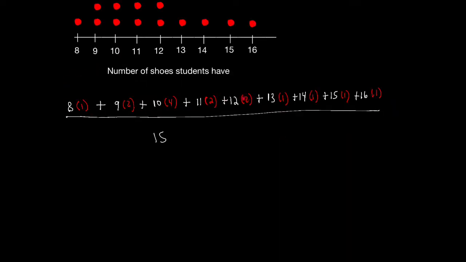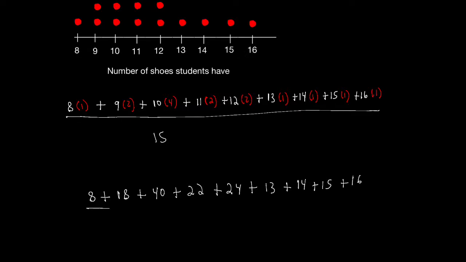Let's go ahead and begin to calculate this numerator. So we have 8 times 1, which is just 8. We're going to add 9 times 2, which is 18, plus 10 times 4, which is 40, plus 11 times 2, which is 22, plus 12 times 2, which is 24, plus 13 times 1 is just 13, 14 times 1 is 14, 15 times 1 is 15, and 16 times 1 is 16. And we're dividing all of that by 15.